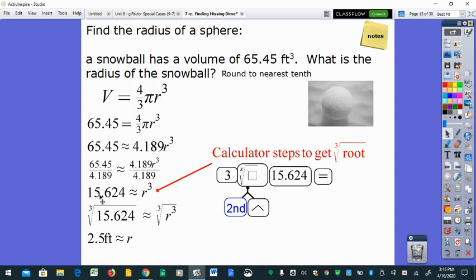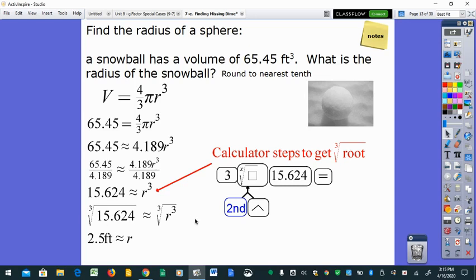I am not done. That is not the radius of the snowball. That is the radius cubed. Now to undo cubing, I need to not take a square root. I need to take a cube root, which we also did way back in the fall.